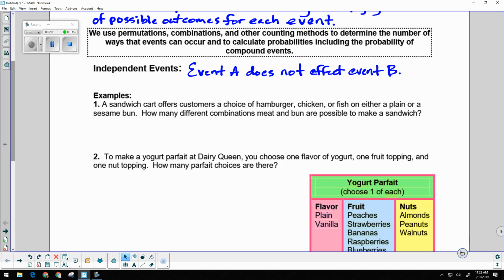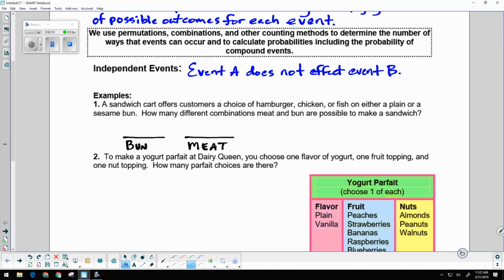Example 1. A sandwich cart offers customers a choice of hamburger, chicken, or fish on either a plain or a sesame bun. How many different combinations of meat and bun are possible to make a sandwich? So, we're making a sandwich, and there's two things. The bun type and the type of meat. Okay, so I'm going to write down two blanks. Okay, there's a type of bun, and then there is a type of meat.